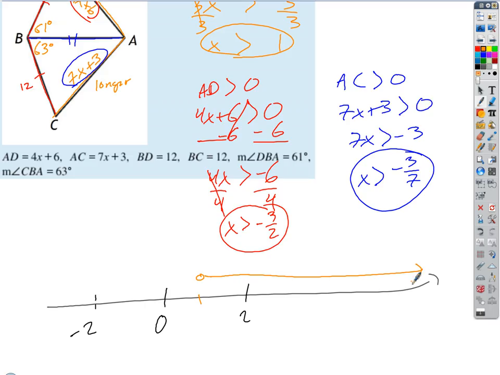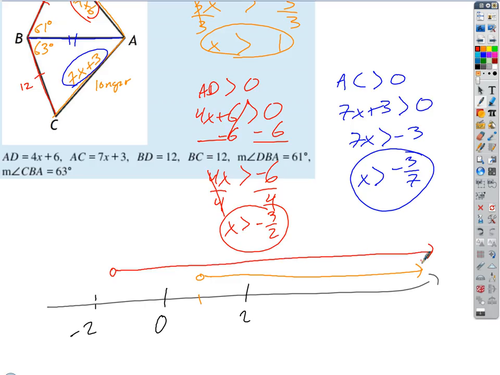Okay, what about the red inequality here? X is greater than -3/2. Emilio, what's that inequality going to look like? So where's my open circle go? -3/2. Okay, so that's the same thing as -1.5. So wouldn't you say that's about right there, kind of? And I go to the right or the left? To the right.